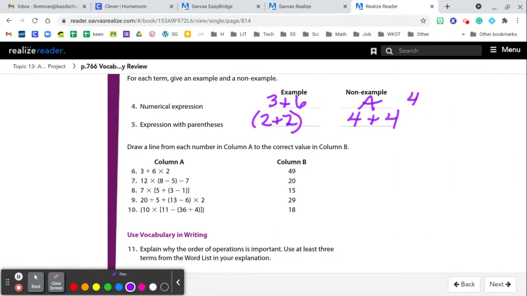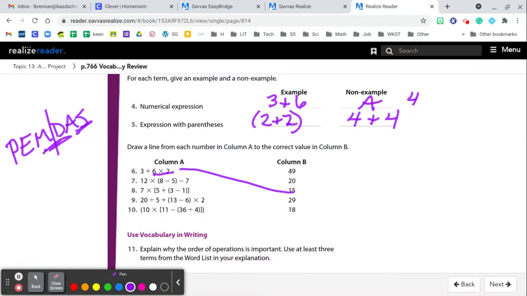Parentheses. Draw a line from each number in column A to the correct value in column B. 3 plus 6 times 2. Remember, we do PEMDAS, or please excuse my dear Aunt Sally. We do parentheses first, then we follow by exponents, which there aren't any in this, and we do multiplication and divide before we do add and subtract. So in this case, we're going to do the 6 times 2 first, is 12. So 3 plus 12 is 15.